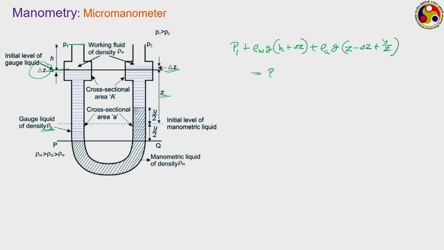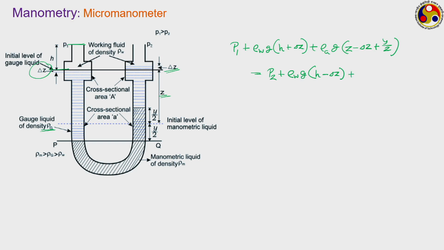On the right hand side we have P2 plus a column of the working fluid, rho w g into how much is the height of the working fluid? There is an increase in the height of the gauge fluid by an amount delta z. So that much reduction has taken place on the working fluid side. So that is h minus delta z.